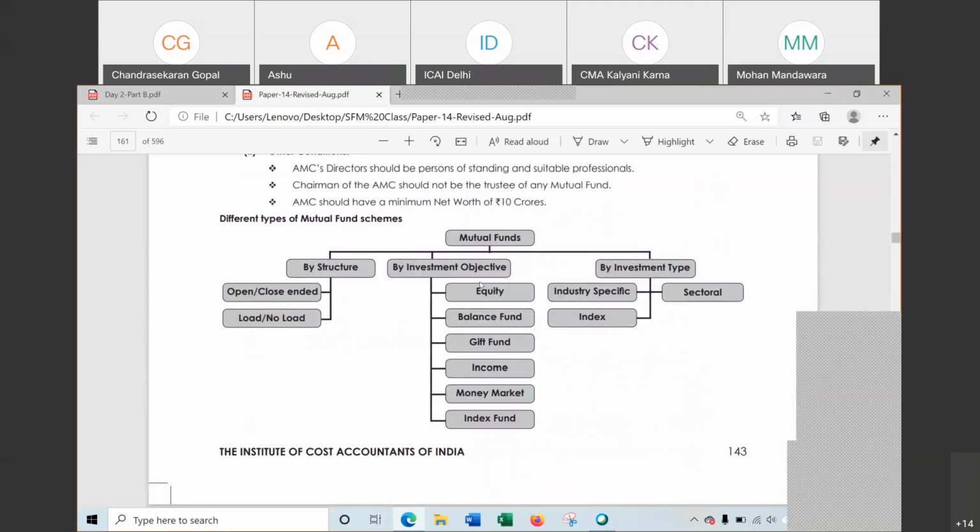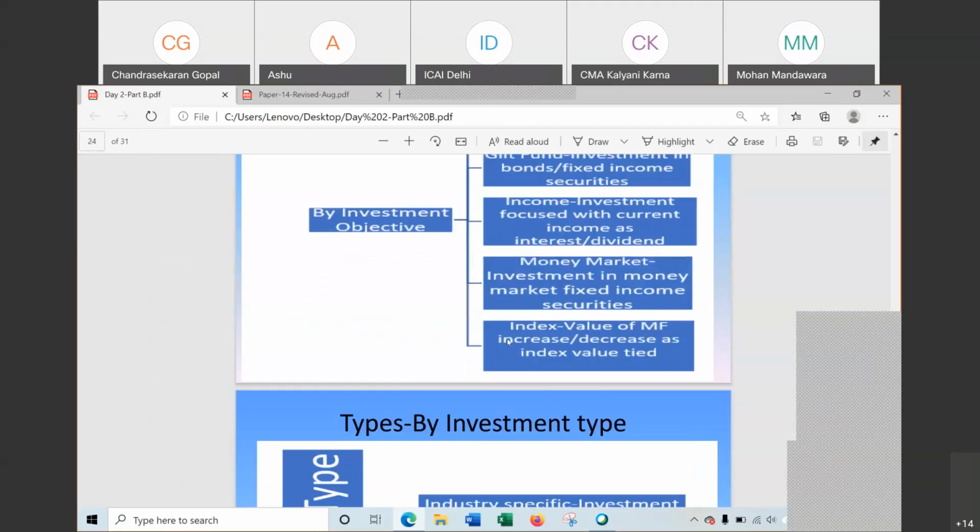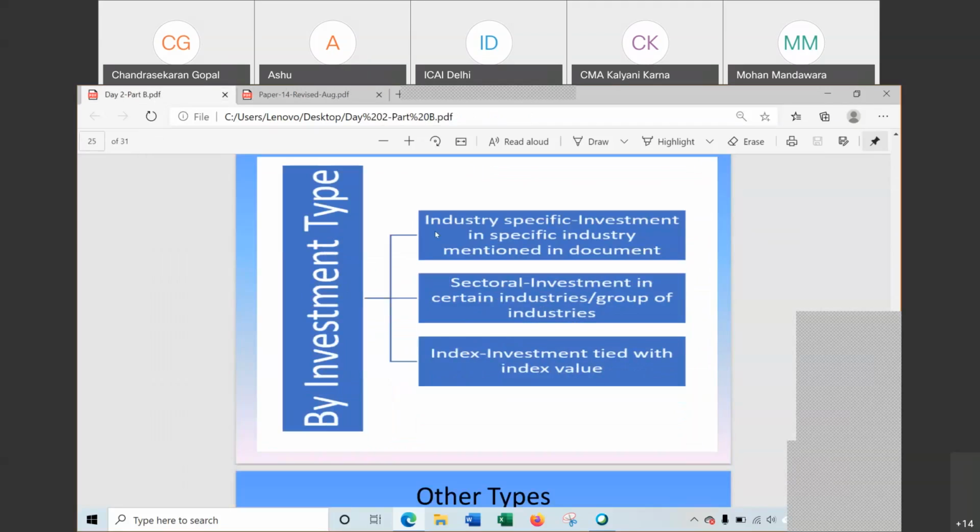Next one, investment type, that means where the investment will be made. Industry specific, sectoral. Three types: industry specific, sectoral and index. Industry specific means investment in a specific industry, and that type of industry will be mentioned in the document of mutual fund given to the investor. Where the investment will be made, in which industry it will be made, that is mentioned.